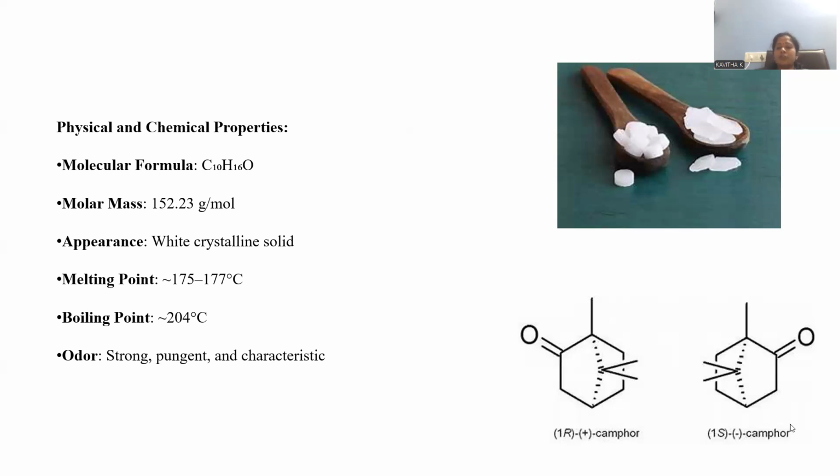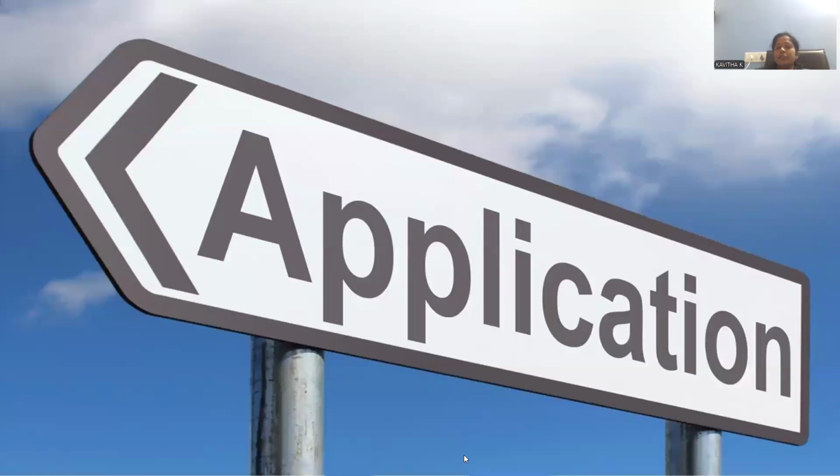This is the kind of isomerism, or else orientation of the functional groups within the molecule, right? Now we enter into another segment, which is called applications of camphor. This is the most important segment.